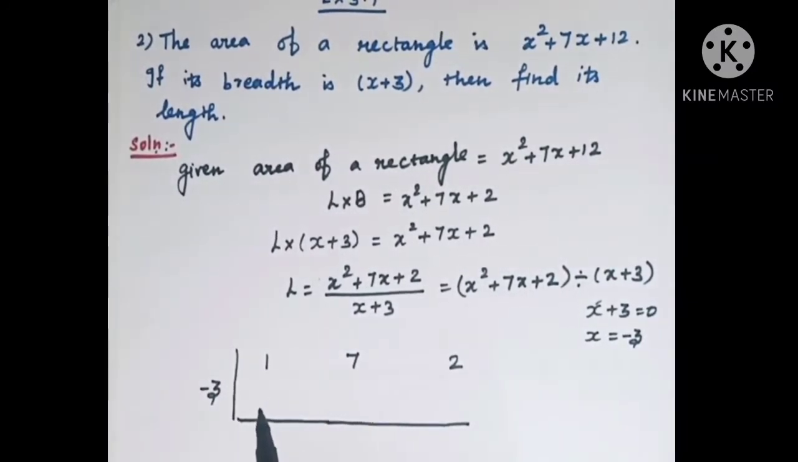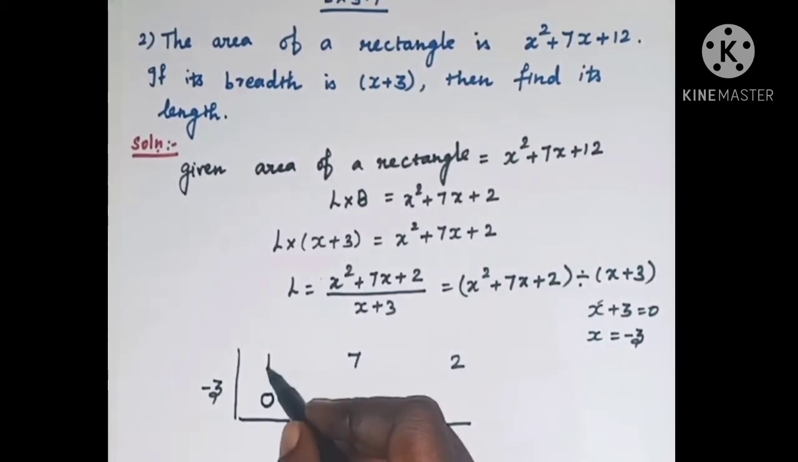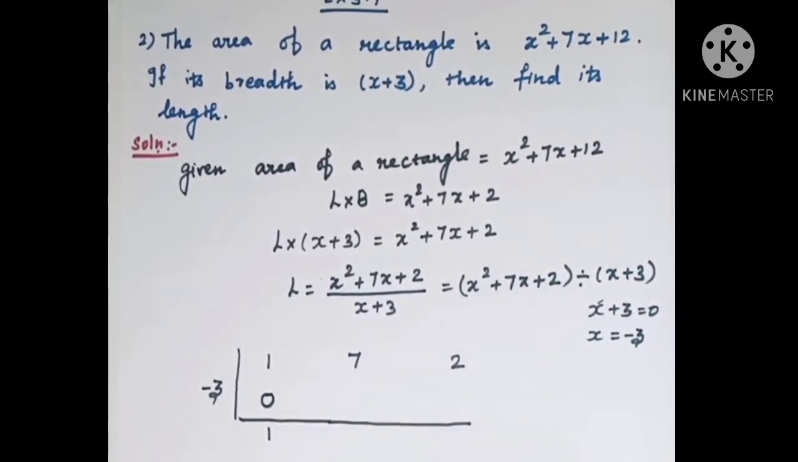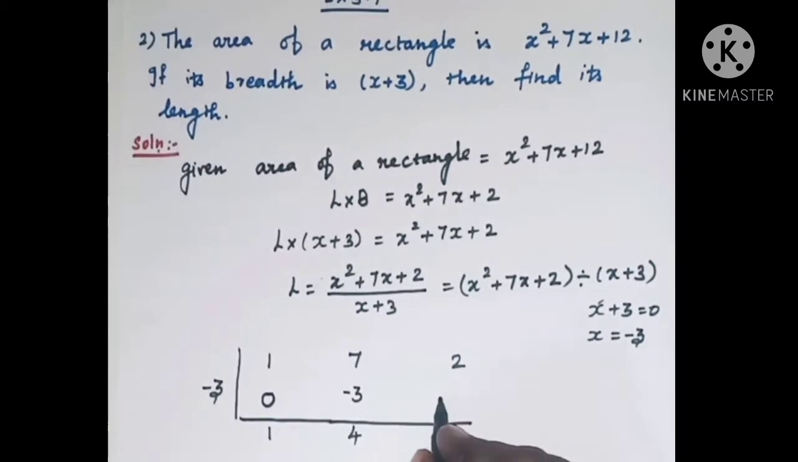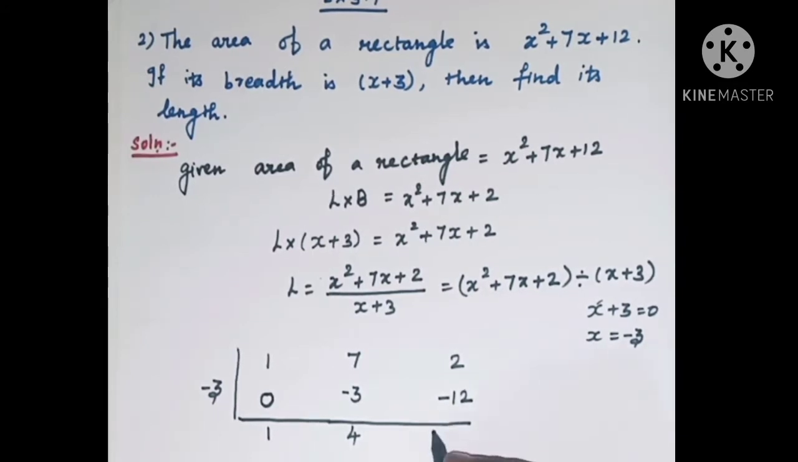In the synthetic division method, we have to write 0 here. For all the sums we have to write 0. So adding these two numbers, we get 1. Then multiplying these two numbers, we get minus 3 in this place. 7 minus 3 is 4. Again multiplying these two numbers, we get minus 12.